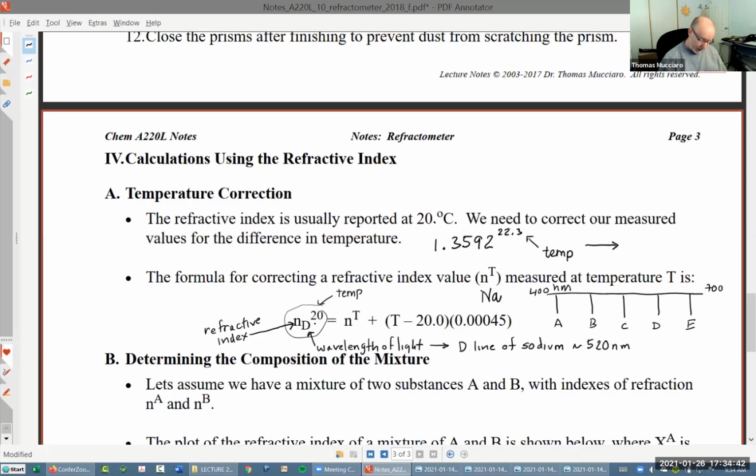ND20. Okay. Well, what if we don't have it at 20? Well, we can adjust. So what we do is we take our experimental temperature value at the temperature experimental right here, and then we just adjust it by taking 22.3 minus 20, multiplying it times this, and then adding it to the refractive index. Okay, so we can change that to 20 degrees. We should always do that, and we should always report them as 20 degrees. That way, they can be usable by everybody.